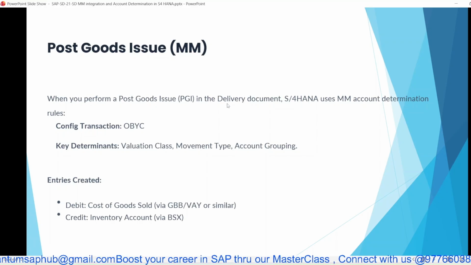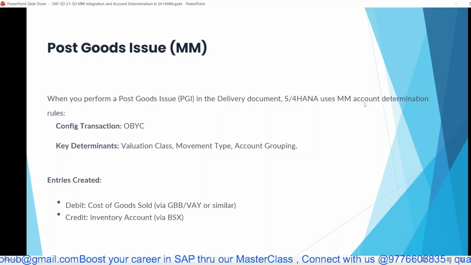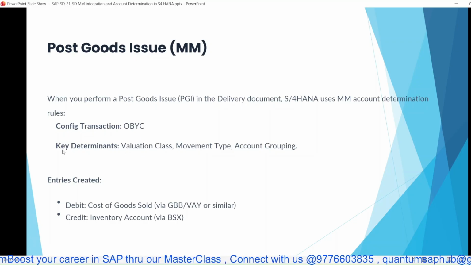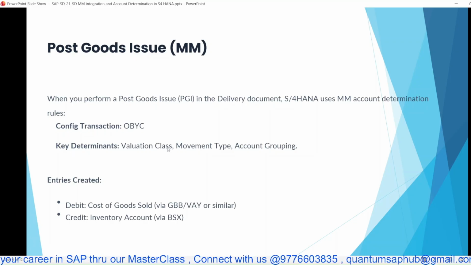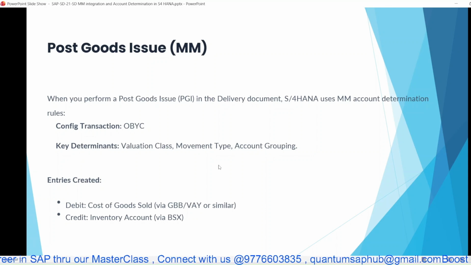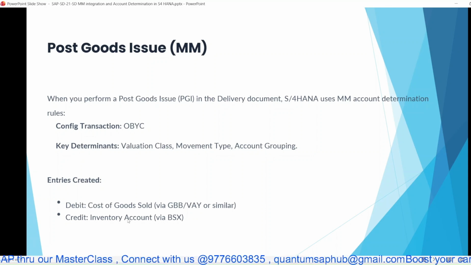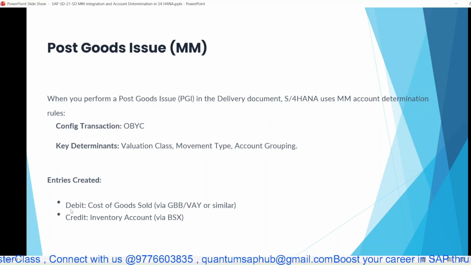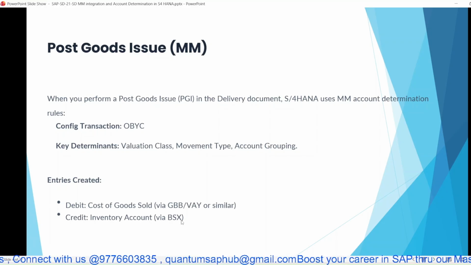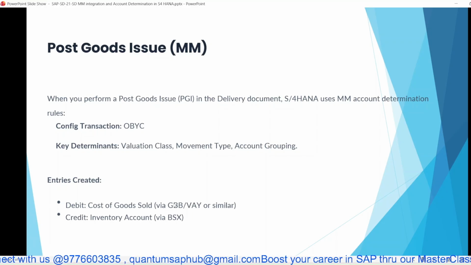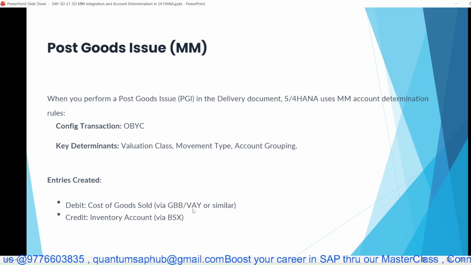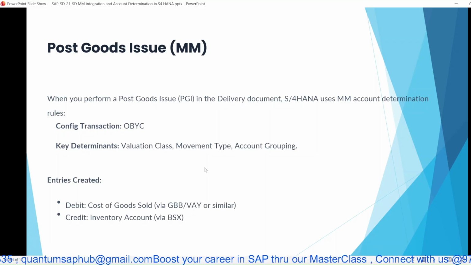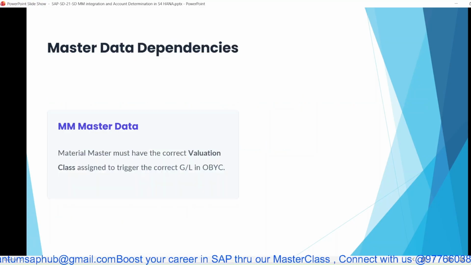Next comes post goods issue in MM. When you do the PGI for the delivery document, S/4HANA uses MM account determination rules. So in OBYC, the key determinants to be used are valuation class, movement type, and account grouping. The entries which will be posted by the PGI document: cost of goods sold will be debited and the inventory account will be credited. How will it be done? It will be done through the transaction key. So GBB is nothing but a transaction key and VAY is the account modifier. We will use this for configuring the OBYC postings.